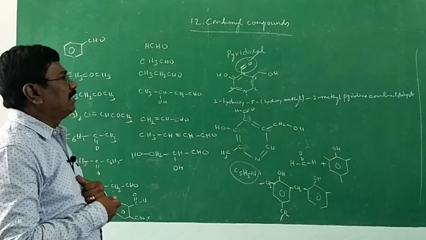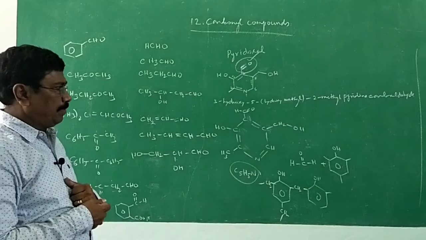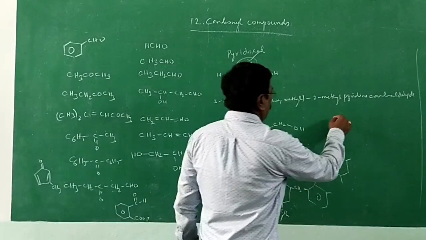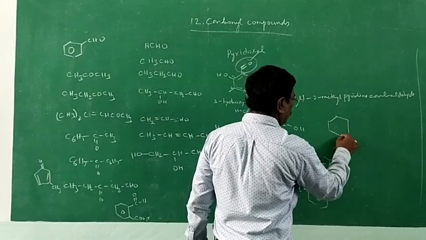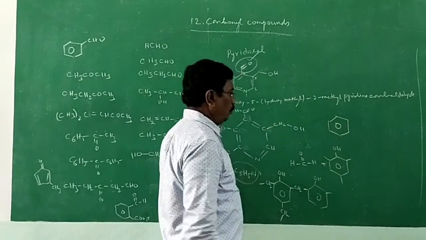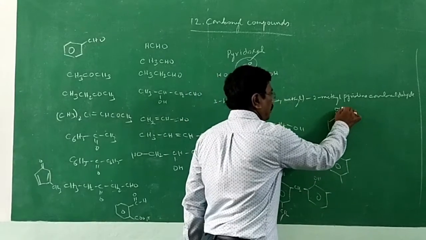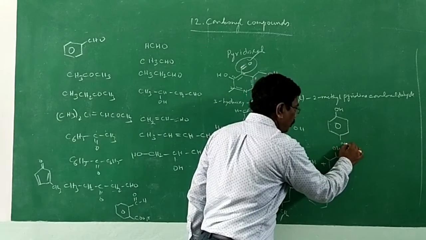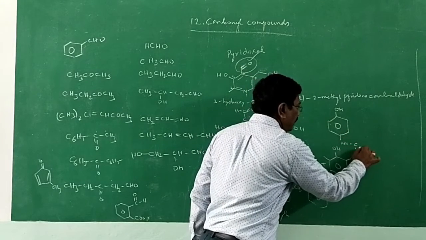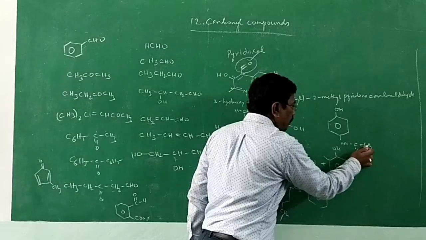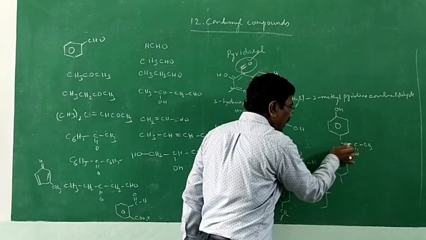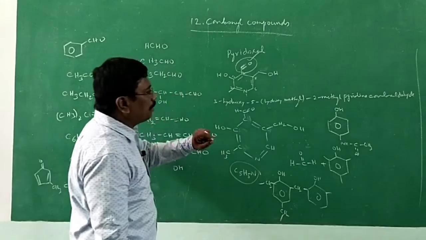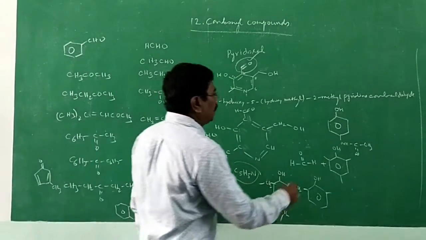And then paracetamol, para-acetamidophenol. We have a benzene ring, OH, phenol, and para-acetamido, NH, CO, CH3. CO, CH3, NH2 is acetamide. That acetamide is present at the para position. Para-acetamidophenol is known as paracetamol.